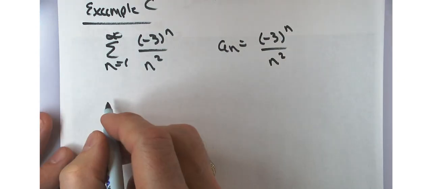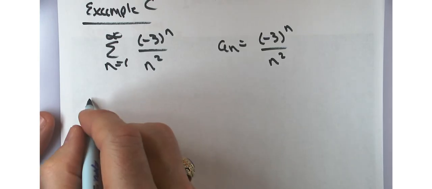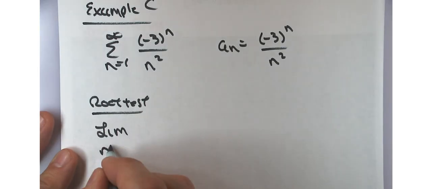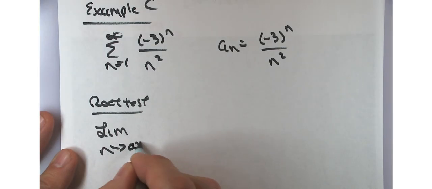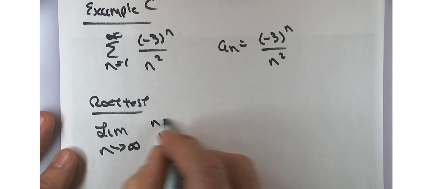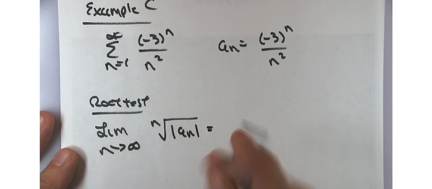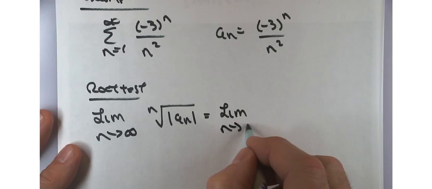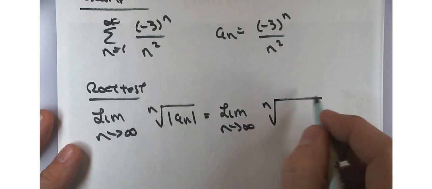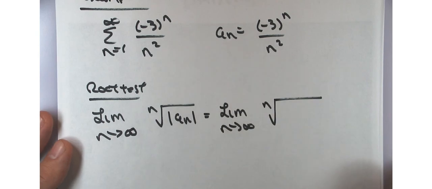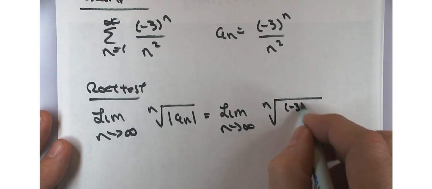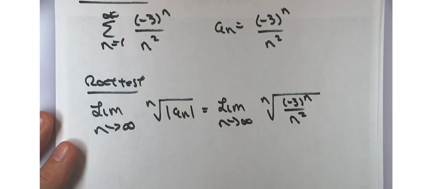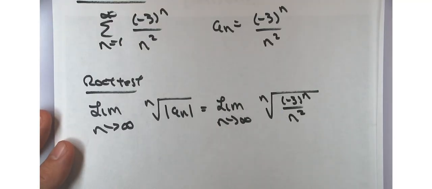So the root test is going to have us take the limit as n approaches infinity of the nth root of the absolute value of a sub n, which in our case is the nth root of the absolute value of -3 to the nth power over n squared. This one might get a little bit messy. I need the absolute value of all this stuff in there as well.